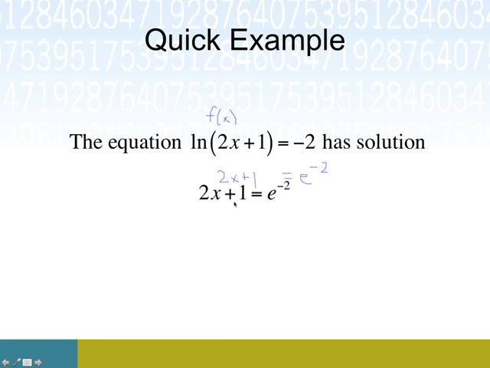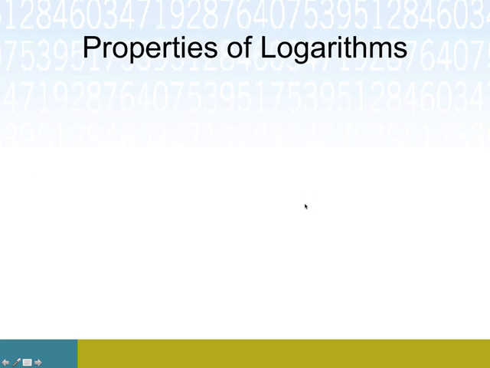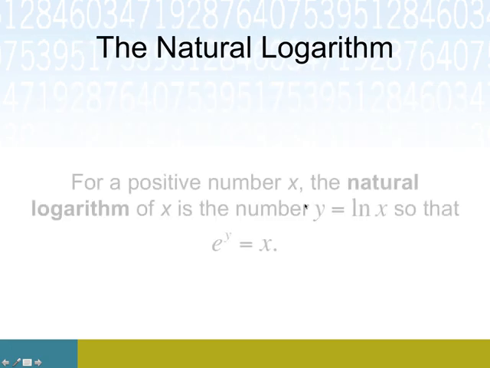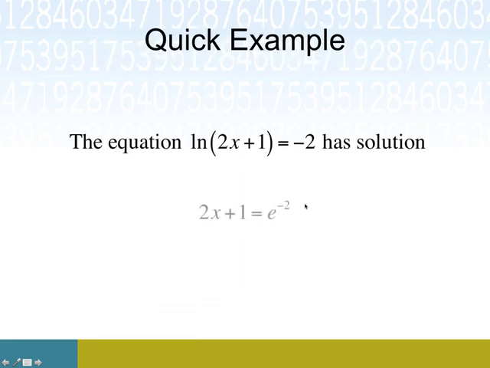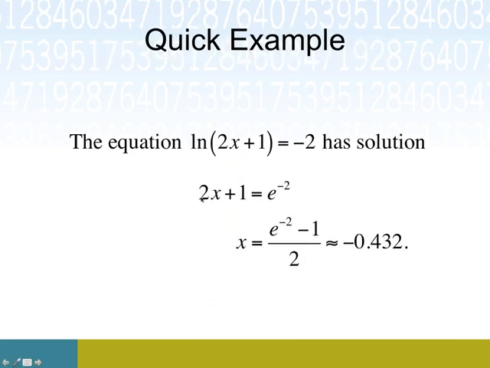But once we do that, we're down to good old familiar algebraic strategies. We can take away 1 from both sides, and divide everybody by 2. So if we have e to the -2, take away 1, and then divide by 2. This is as precise an answer as we can get if we want to be exact. Out to 3 decimal places, it looks like something around -0.432.